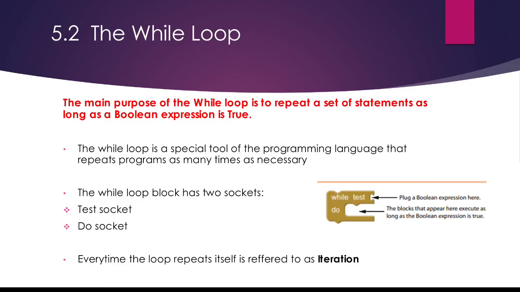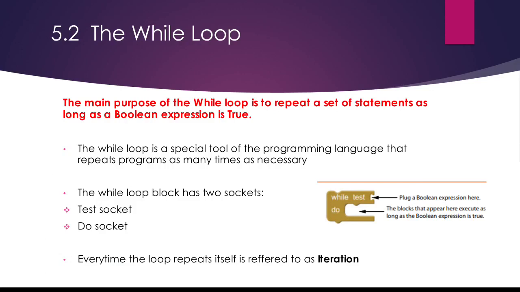This loop gets its name from the way it works. So this loop has two parts. The first part is a Boolean expression that gets tested for a true or false value. The second part is a statement or a set of statements that are repeated as long as the Boolean expression is true. The while loop block has two sockets that perform operations. These two sockets are the test socket and the do socket, as shown in the image on the right.